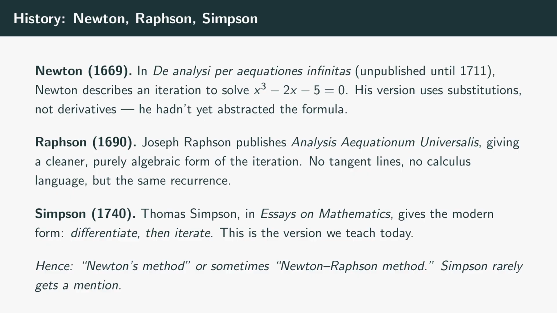Both Newton's and Raphson's versions are algebraic, neither uses the language of derivatives. That step was taken by Thomas Simpson, yes, the same Simpson of Simpson's rule for integration, in 1740. In a book called Essays on Mathematics, Simpson rewrote the iteration in its modern form. Differentiate the function, then apply the recurrence x sub n plus 1 equals x sub n minus f of x sub n over f prime of x sub n. That's the version we teach.